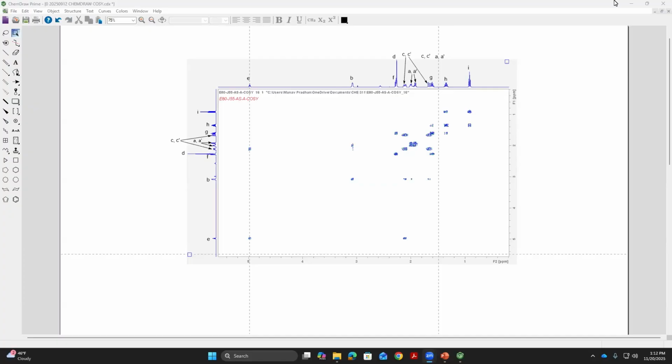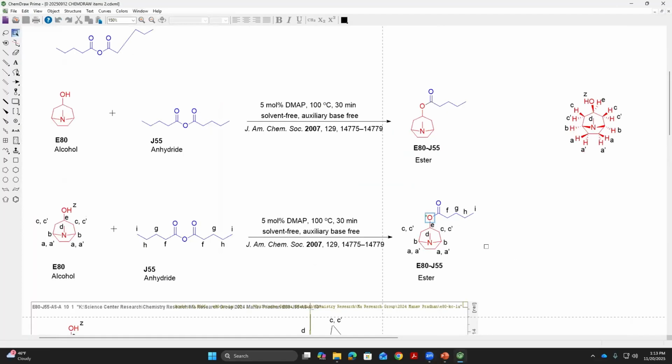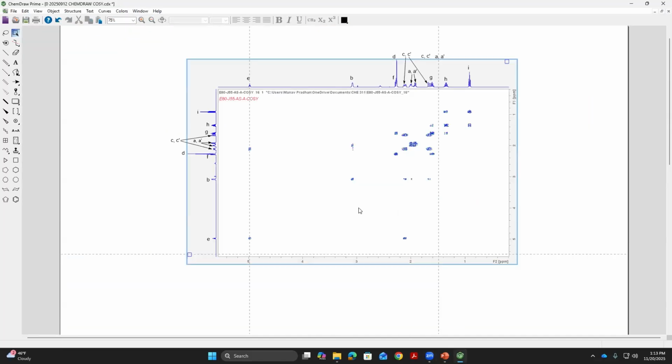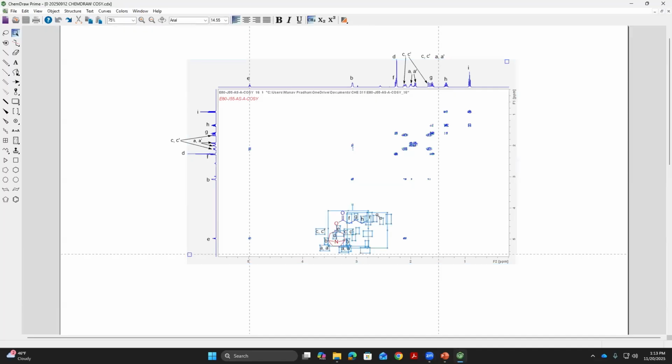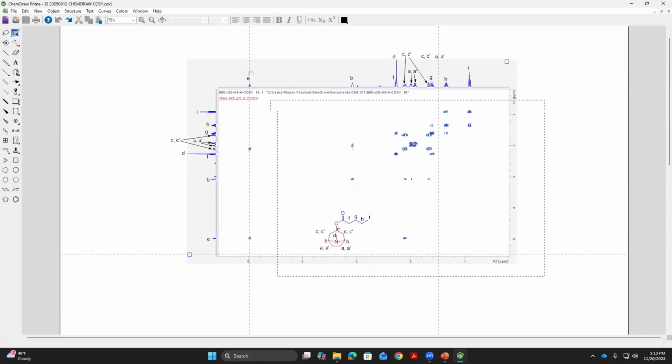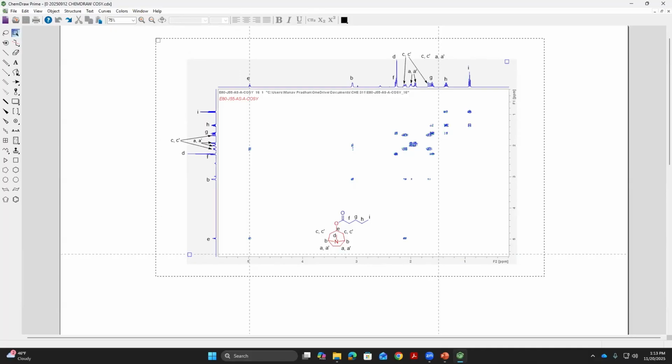So in order to do that, first I'm going to copy the compound structure with labels from the previous document. And once I've copied that, I'm going to paste it into a blank area close to the bottom left of my spectra. Now I'm going to copy all of this into a blank PowerPoint slide.